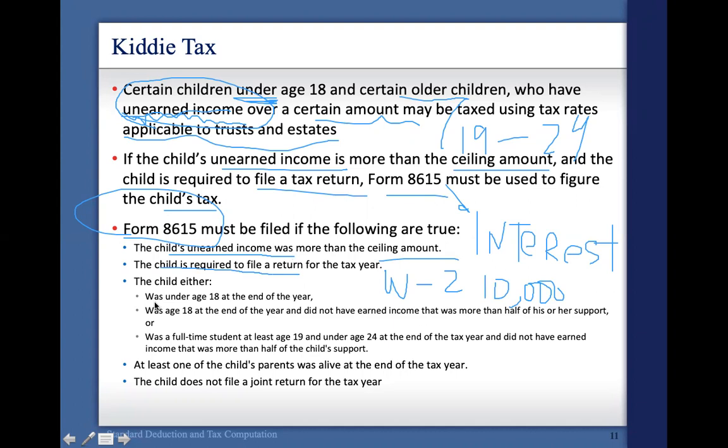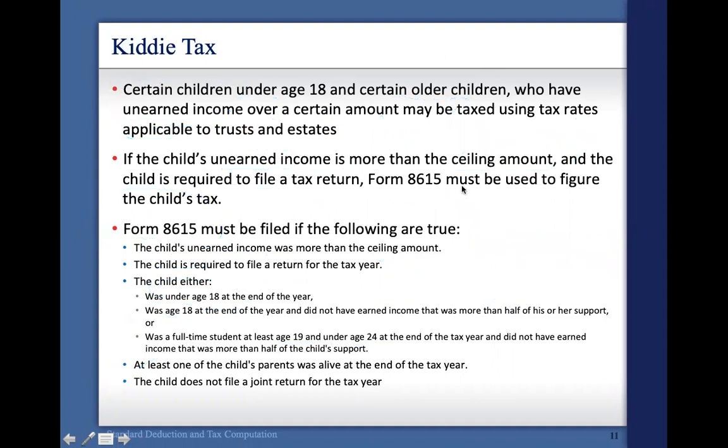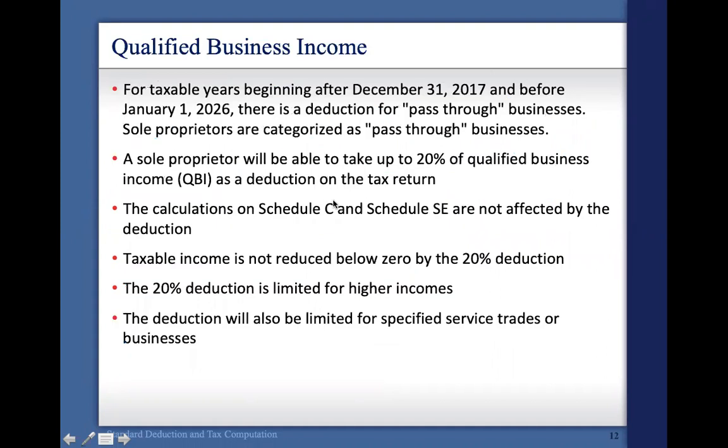The child either was, and here's your age restrictions, under 18 or was age 18 and did not have earned income, so no W-2. And here we go, was a full-time student, 19 to 24, as we've talked about before. Also, one of the child's parents has to be alive at the end of the tax year, and they don't file a joint tax return, meaning that they are not married. So again, I kind of equate that with a trust fund.